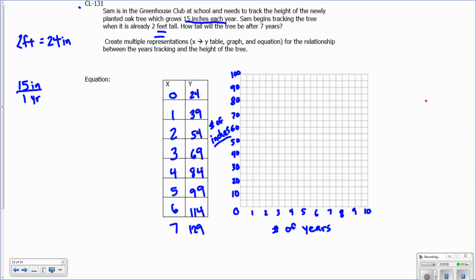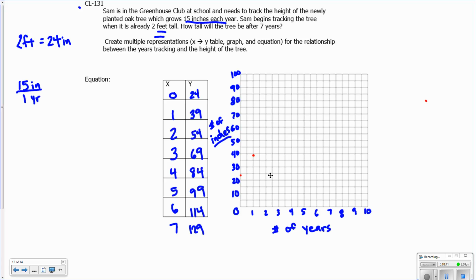Let's go ahead and plot our points on our graph. Each little unit on my graph is like 5 inches. So I go up 5, go up 5, it's 10, 15, 20, 25. So my first one's going to be just beneath that. There we go. And after 1 year, it's gone up to 39. So we're just a touch below 40.